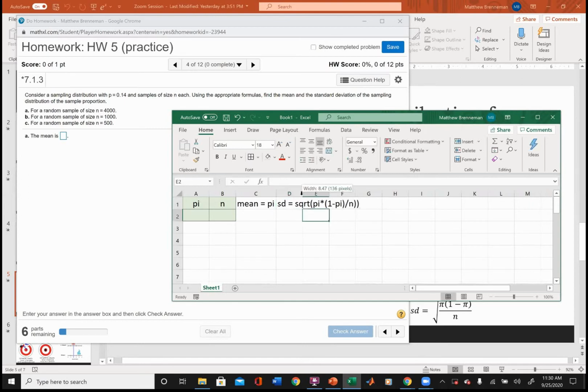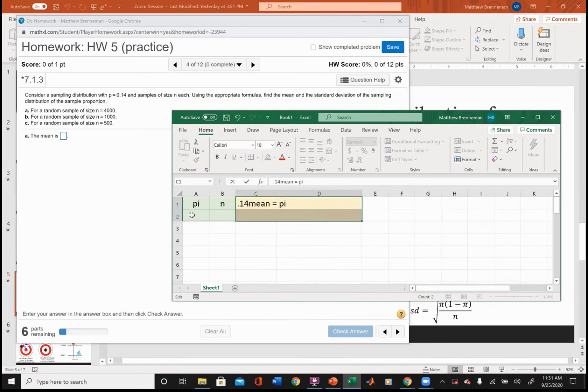So I'm going to enter a 2x4 table, and the green is going to be my input, and the orange is going to be my output. Okay. So here I'm just going to enter the value of pi, 0.14. Whoops. Put it in the right place. 0.14. Go ahead and enter your first sample size. So for my first problem, it's 4,000. Okay.